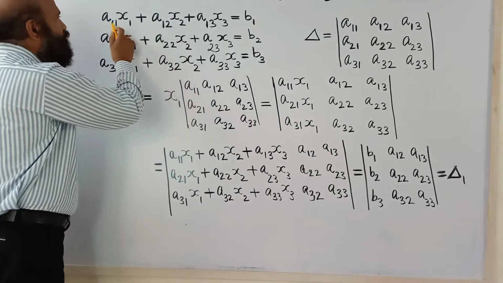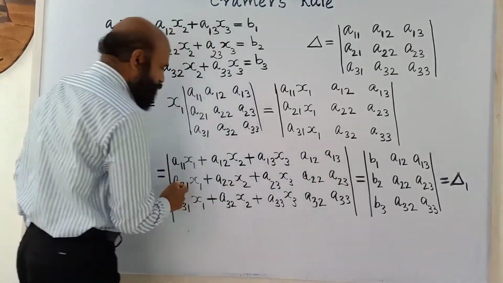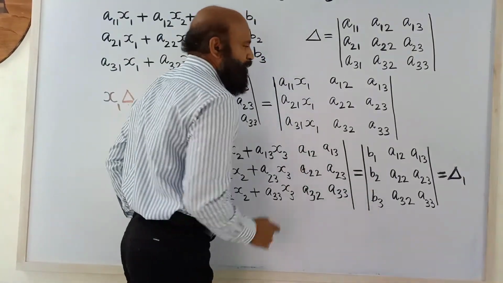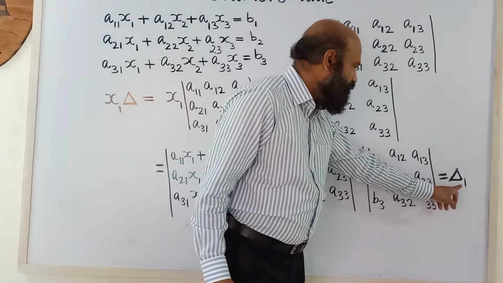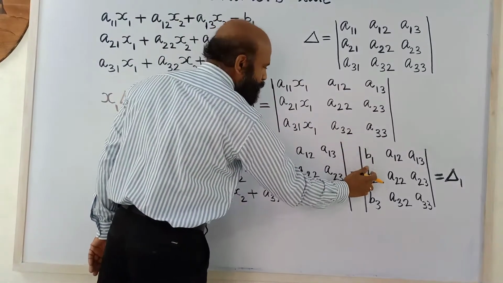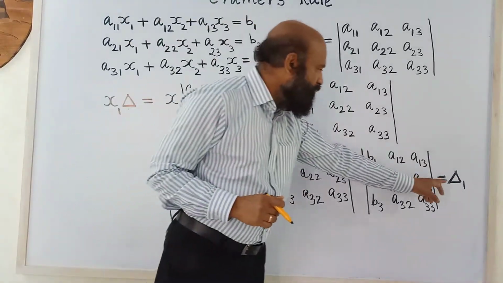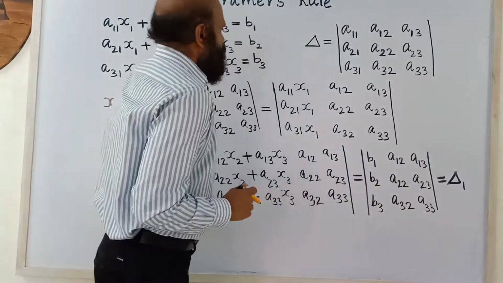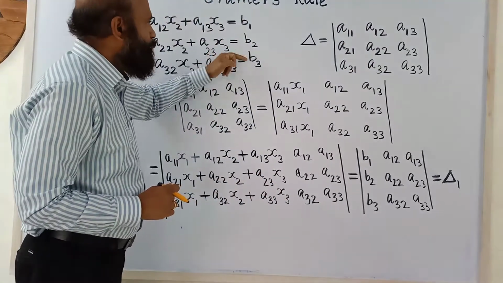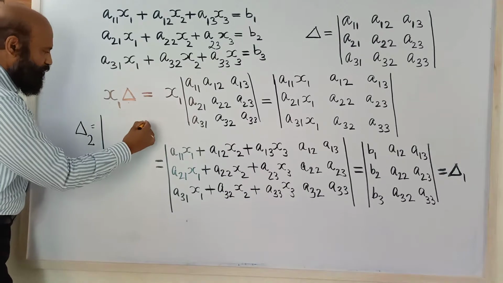Now if you take this, that is b1. So for this we can write b1. Similarly, for this we can write b2 and for this we can write b3. So that determinant is delta 1. In this determinant, this column is replaced by b1, b2, b3. The other two columns are the same. For that we have given the name delta 1. Similarly, if this column is replaced by b1, b2, b3, that is delta 2. So delta 2 can be written like this.